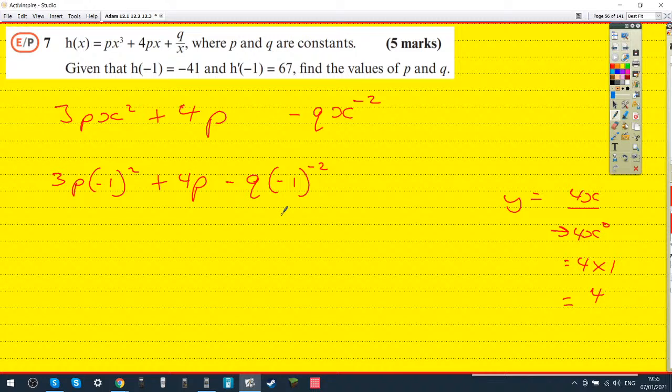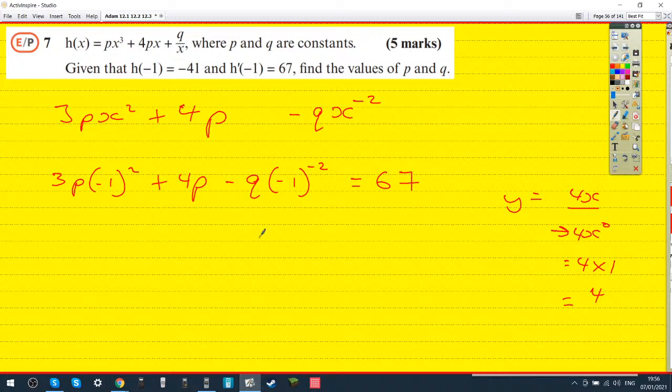What are you typing in? Well, you can't do it yet because you've got p and q. Also, it has to be equal to something. For minus 41. That's what the h of minus 1 is. Oh, the derivative, so it'd be 67. Yeah.